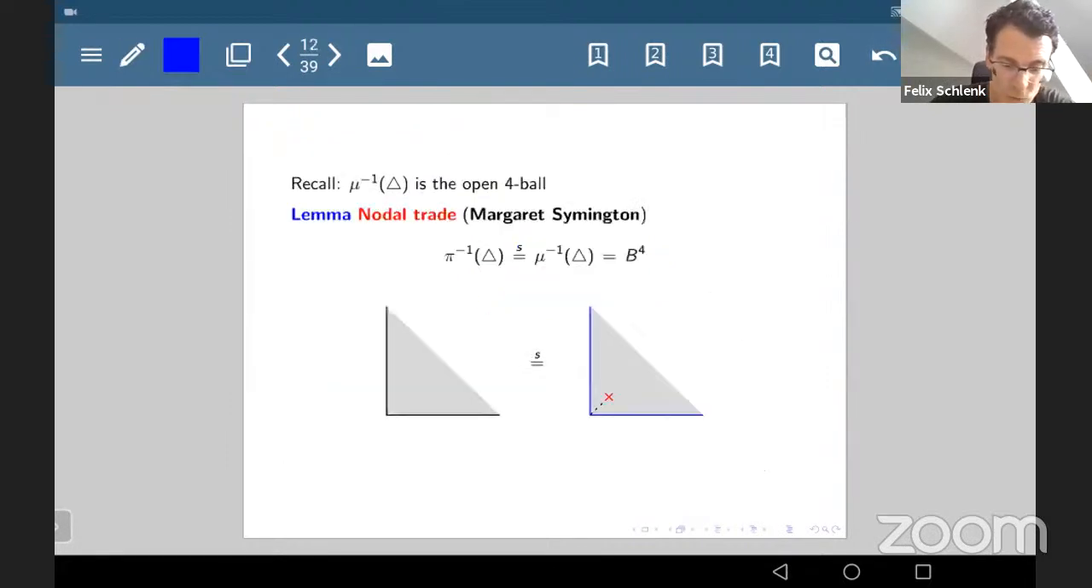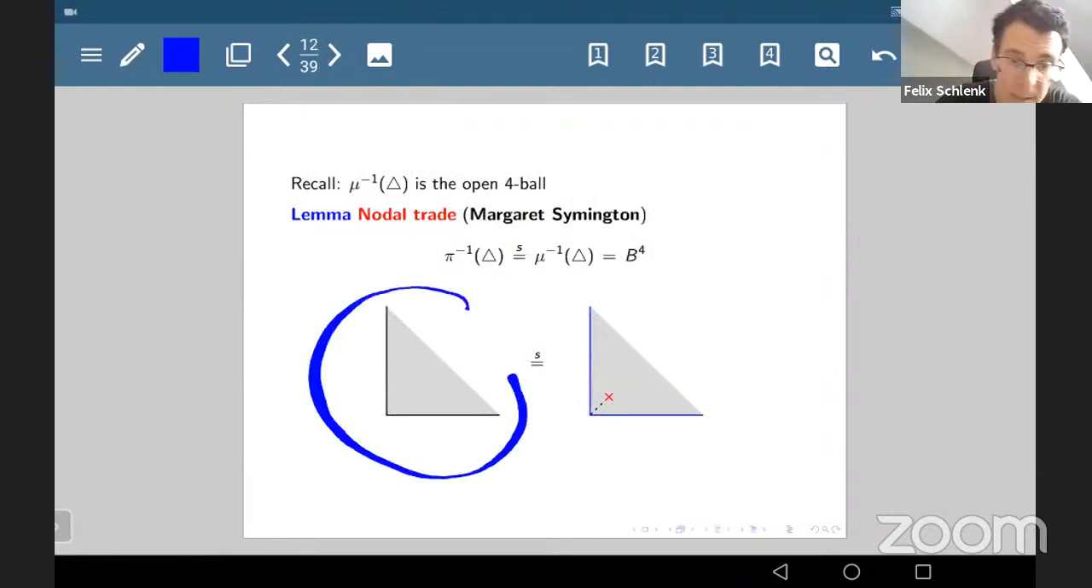Okay. So, of course, from Joë's talk, you also know that this one is an open four-ball of size this length, right? Because this is a part of C2, or R4, namely all those whose radius squared is less than or equal to this. And this is excluded. So this is an open four-ball. And I claim that these two spaces are symplectomorphic.